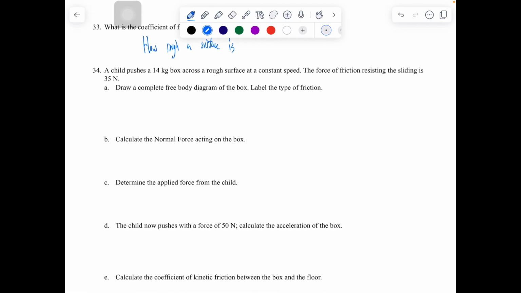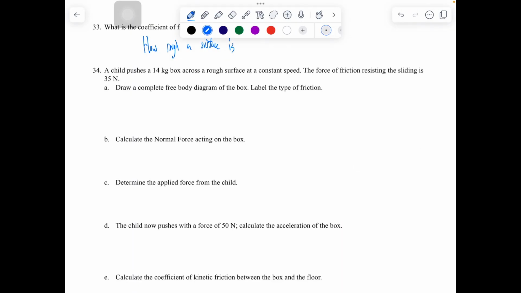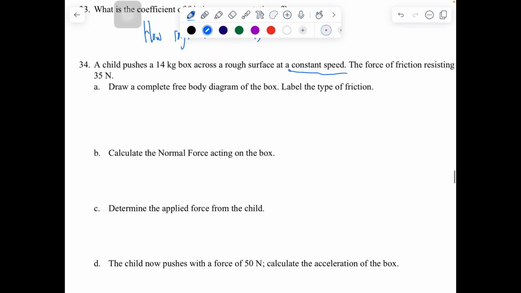A child pushes a 14-kilogram box across a rough surface at a constant speed. Constant speed is key. That means our forces are balanced, no acceleration. Force of friction resisting the sliding is 35 newtons. Free body diagram of the box. Okay.